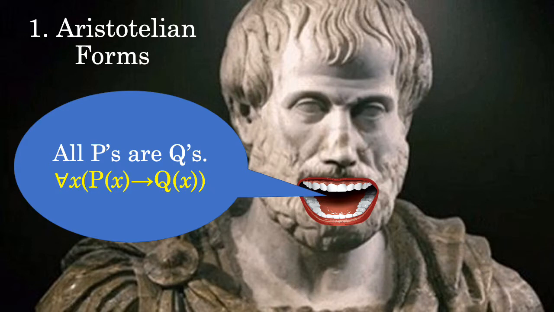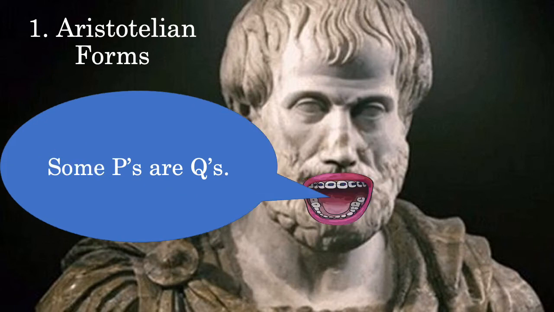Recall from our previous lecture that we translate the verb to be in universal statements with the arrow, that is, a conditional. So using modern formalization techniques, much later than Aristotle, we would translate that this way. For all x, if x is a P, then x is a Q.